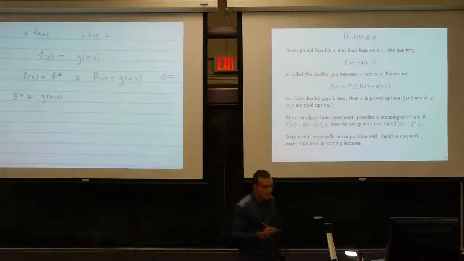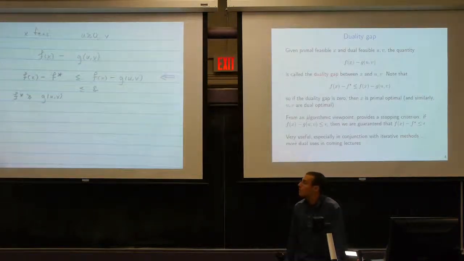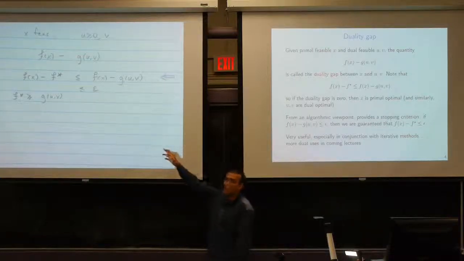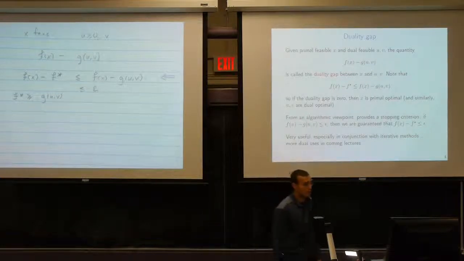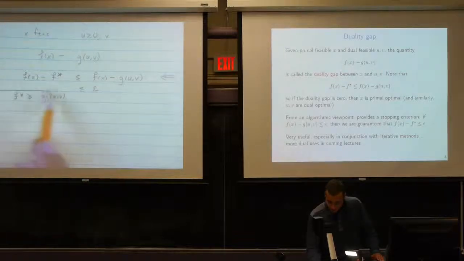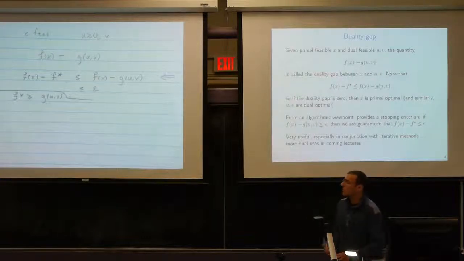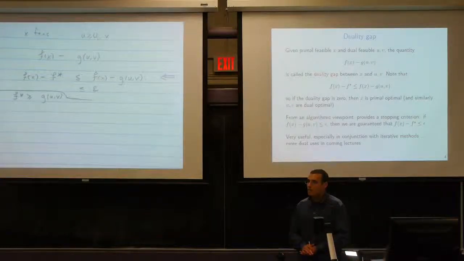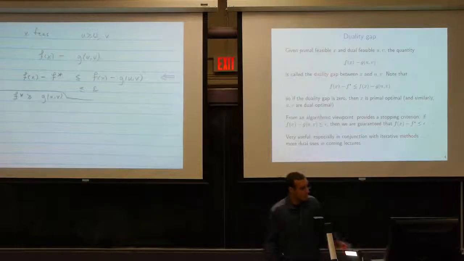So if we want to be, say, within epsilon of the optimal criterion value, then we could just make sure the duality gap is smaller than or equal to epsilon, and we know that we've done our job, with f of x minus f star less than or equal to epsilon. So this is a very useful quantity, especially in iterative methods that try to solve the primal and the dual problem simultaneously, because we can, at every iteration, just check the duality gap. So this is a very rigorous way of stopping.